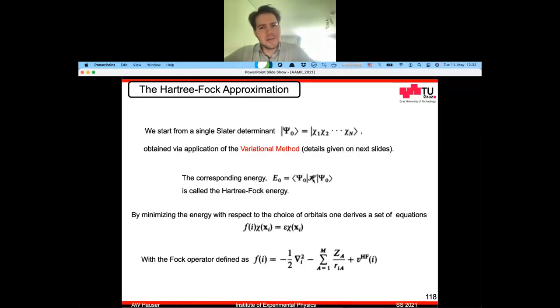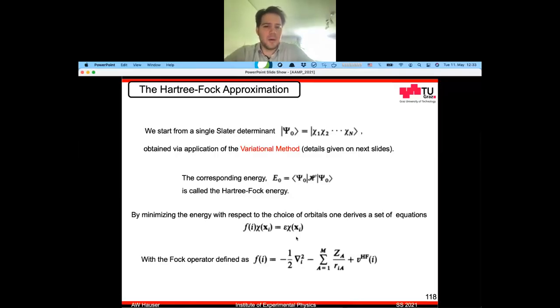And now what we're doing is we say, okay, we are offering a certain variation in the wave function psi naught. So we are going to vary this wave function in such a way that we obtain a minimum for the electronic energy E naught. And as you will see in the next hour, this minimization will lead to a set of equations for these orbitals. This set of equations looks like the equation that's written here in the middle of the slide.